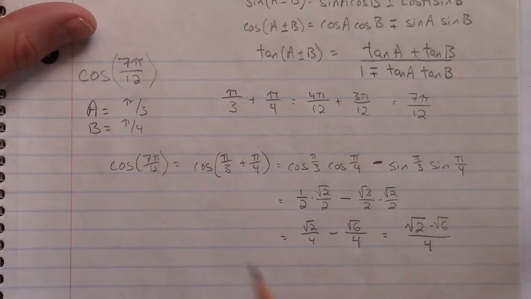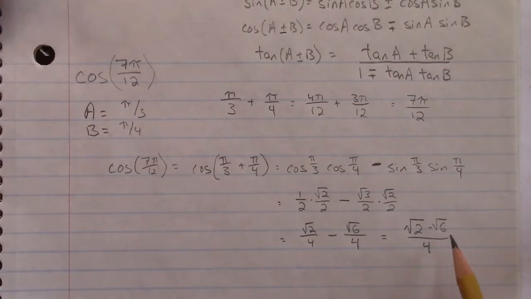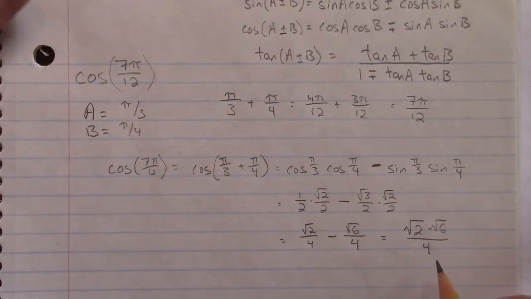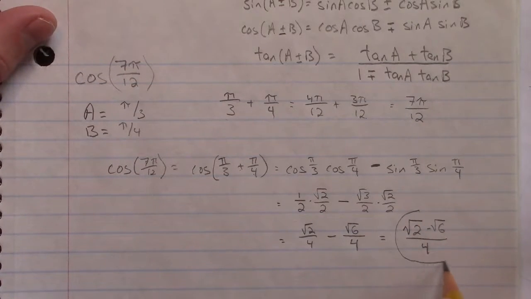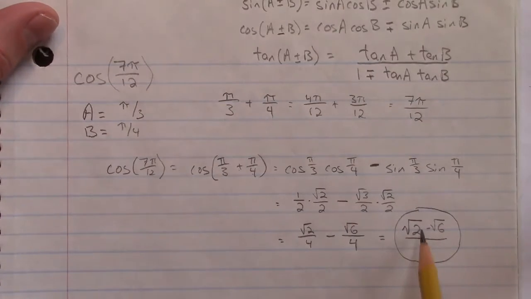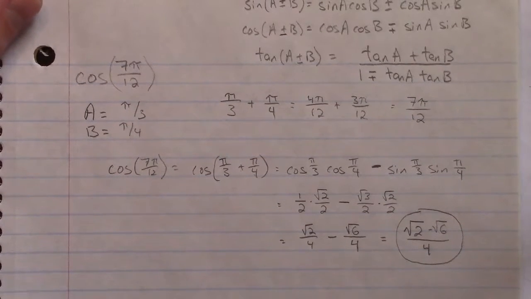As I said in the beginning, I would expect this answer to be negative. This looks like it's not negative, but it really is, because the square root of 2 minus the square root of 6, this is a smaller number subtracting a bigger number, so this is going to end up being a negative answer. All right? And that's good enough for now. That is our answer. So the cosine of 7 pi over 12 is the square root of 2 minus the square root of 6 all over 4. That's how you would do those problems.